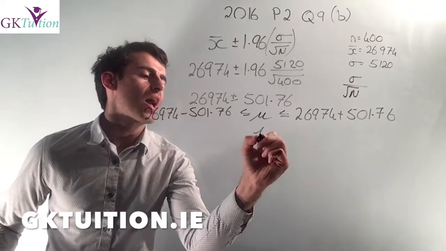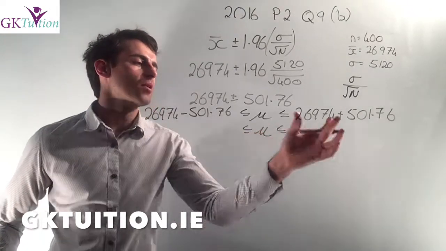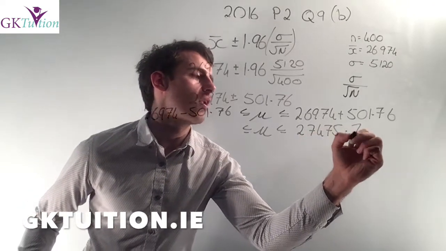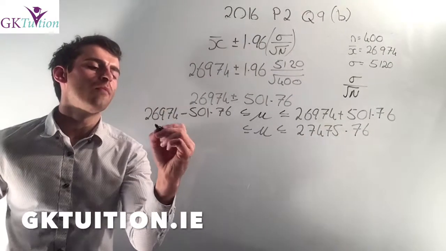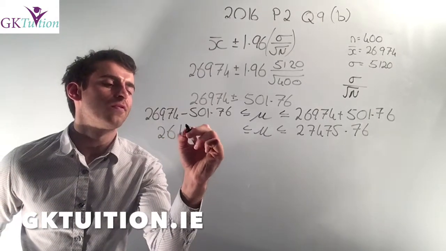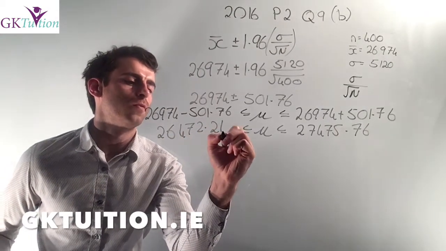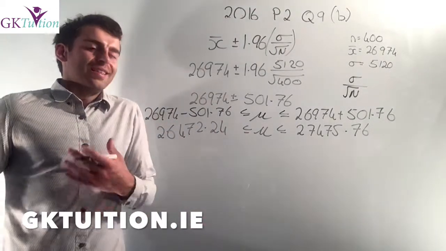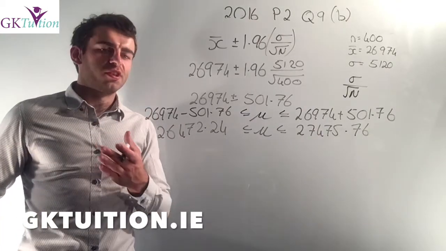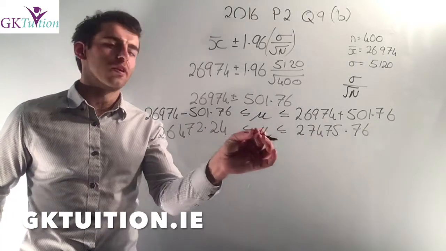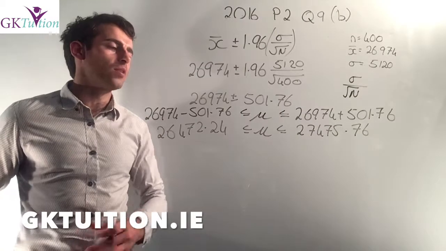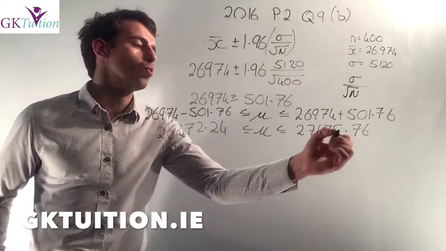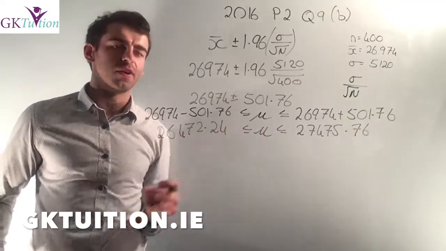So now all I need to do is add this figure and subtract it. So the maximum value in this case is 27,475.76, whereas the minimum value in this case is 26,472.24. So what this confidence interval represents is if the Research Institute surveyed every single farmer in this population, maybe 1 million farmers, there's a 95% chance that the average salary would lie between this figure and this figure.